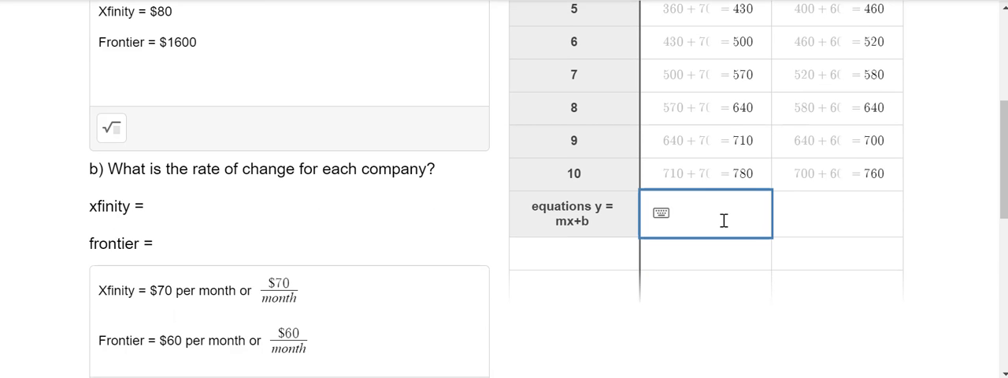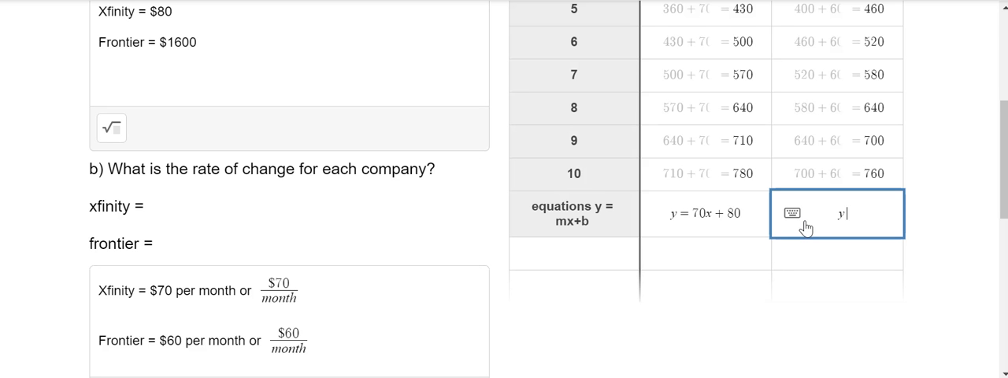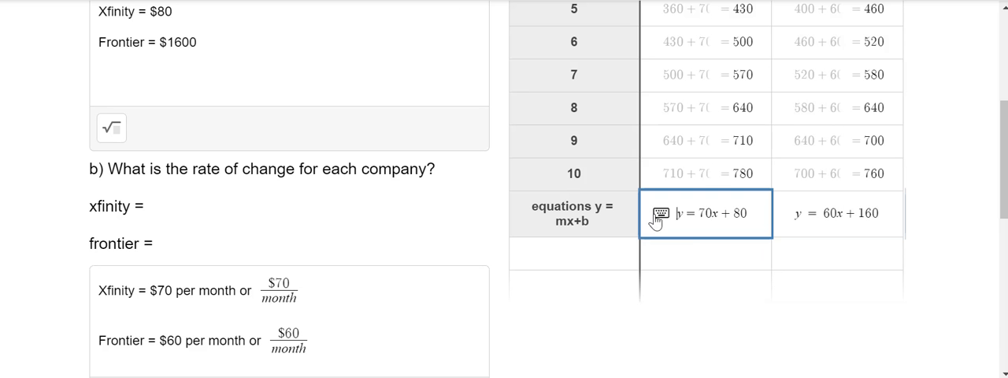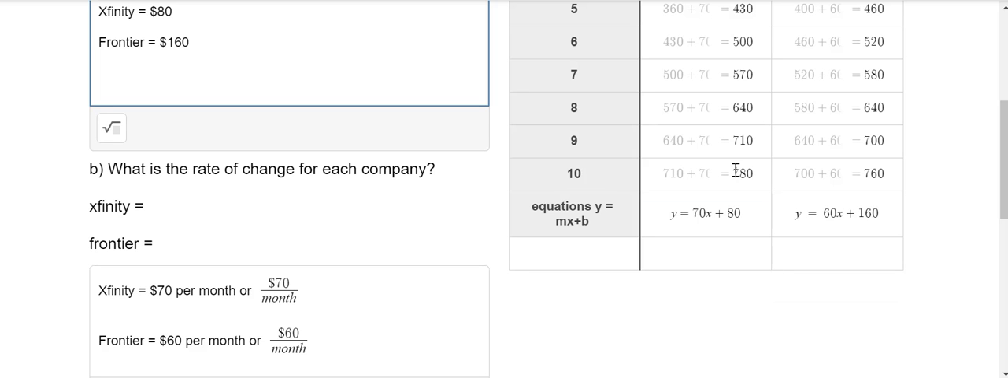Now we want to write the equation in y equals mx plus b form. For Xfinity, the rate of change is 70. So we say y equals 70x, where 70 is m, the rate of change, plus the flat fee, which is $80. For Frontier, the rate of change is 60 plus the equipment fee of 160. So the equation for Xfinity is y equals 70x plus 80, and for Frontier it's y equals 60x plus 160. Sorry about the error here, it's 160, not 1600.